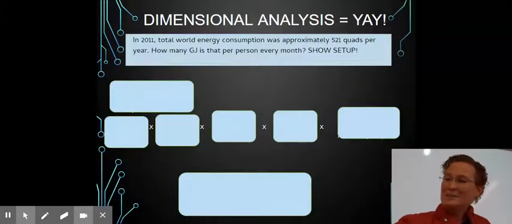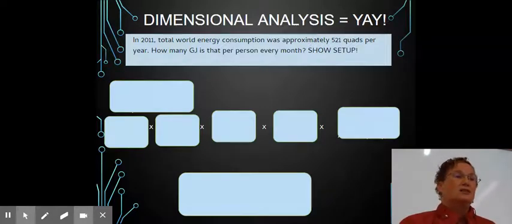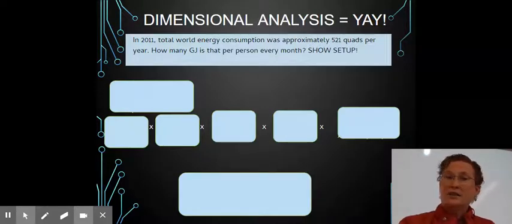So let's practice some dimensional analysis. The question is, in 2011, the total world energy consumption was approximately 521 quads per year. So how many gigajoules is that per person every month? And you're going to show the setup. I'm going to explain these to you, and you're going to write it down in your packet.